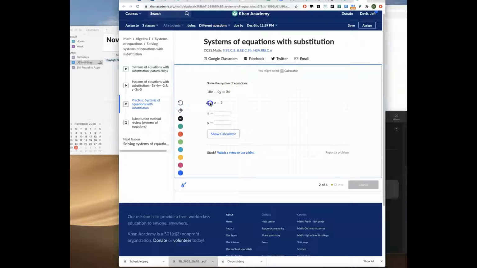I know that y and x minus 2 are the same. They're always going to give you one of the equations with something solved. So instead of putting a y here, I can choose either one of those two because they're equal. So I'm going to go 10x minus 9 times y, but not using y, I'm going to use x minus 2, equals 24.